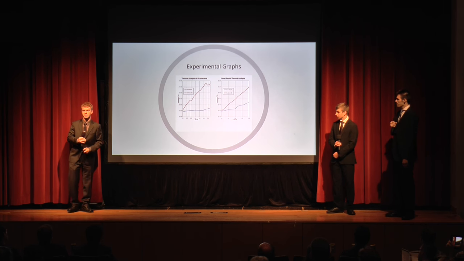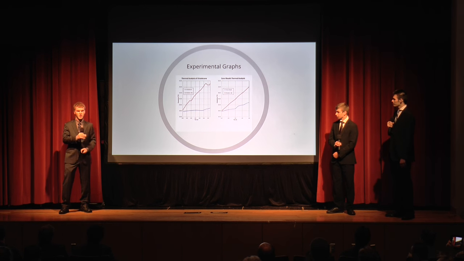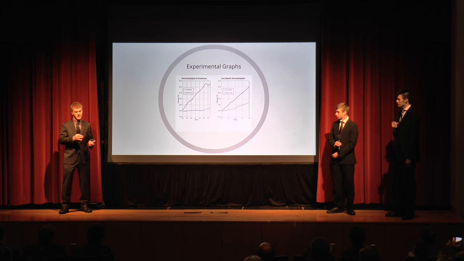On the right is the test of our core sheath sample, where you can see two small level offs where we believe the phase change occurred. It was hard to tell, these are very small points, but we believe that proves that the core sheath material was pulling energy out of the air and being an effective phase change material.